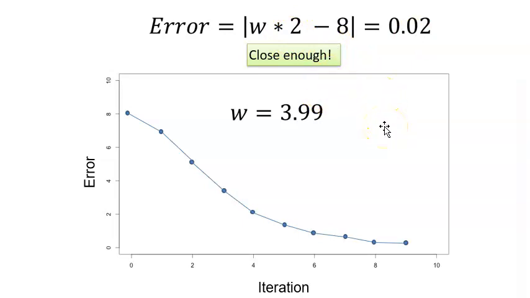The computer learned that when w equals 3.99, the error term tends to get to 0, which means the results are very close to the desired value. This is the machine learning process.